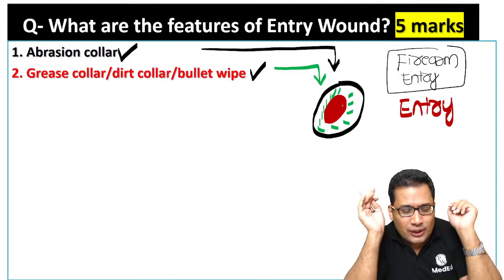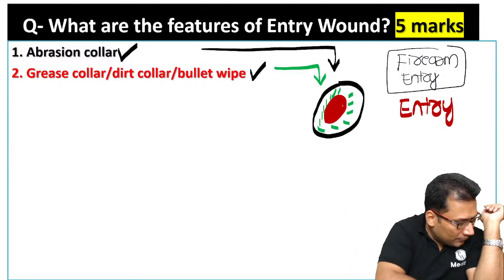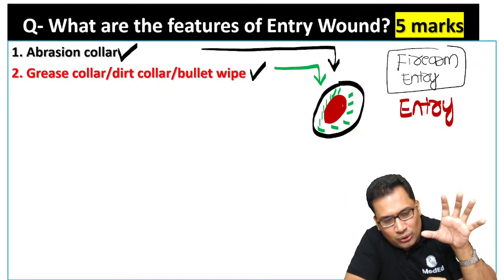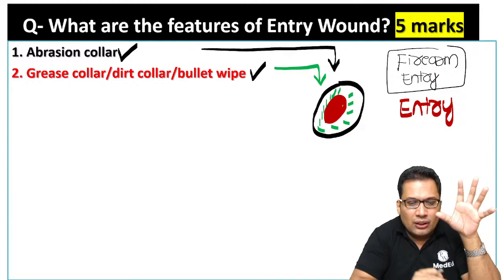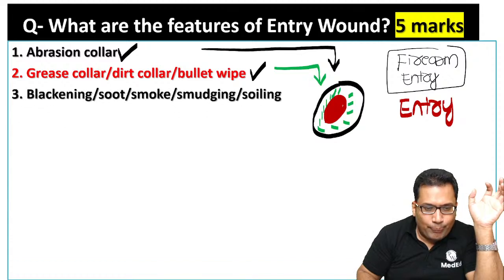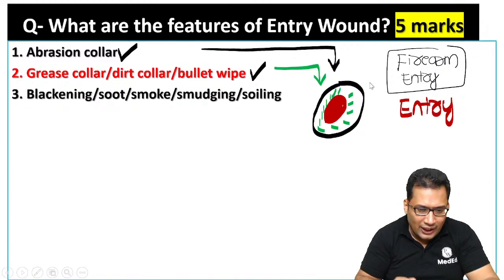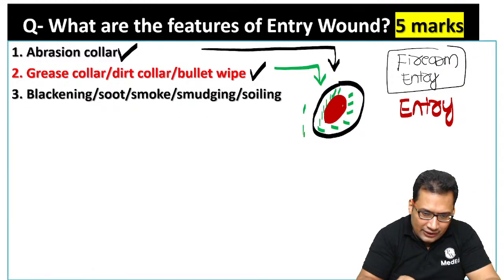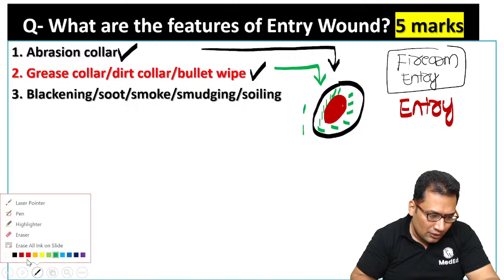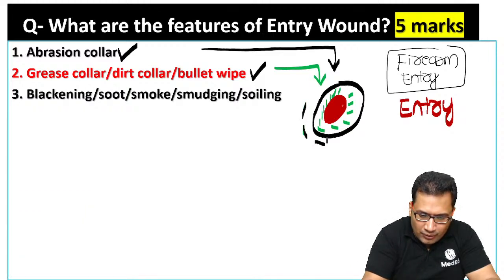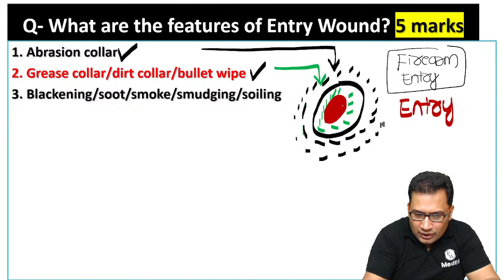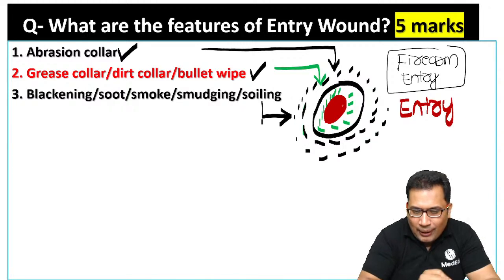So this is the second point. Third point, inverted, you said. Yes, very good. Small in size, inverted, very good answer. But the point I require, blackening. Around the entry wound, you will see blackening because of the soot particle. Like this, you will see blackening. So this is known as blackening.